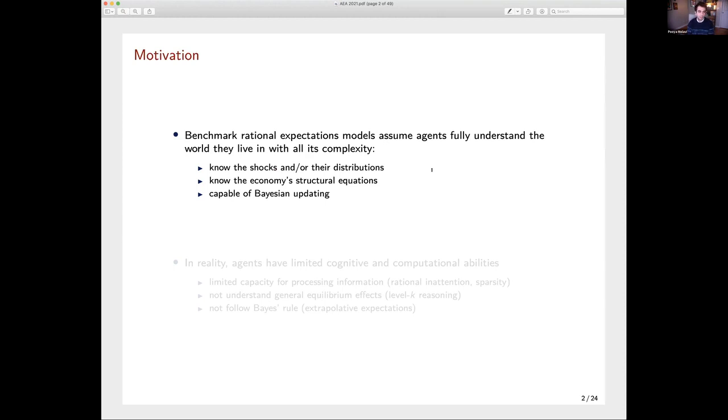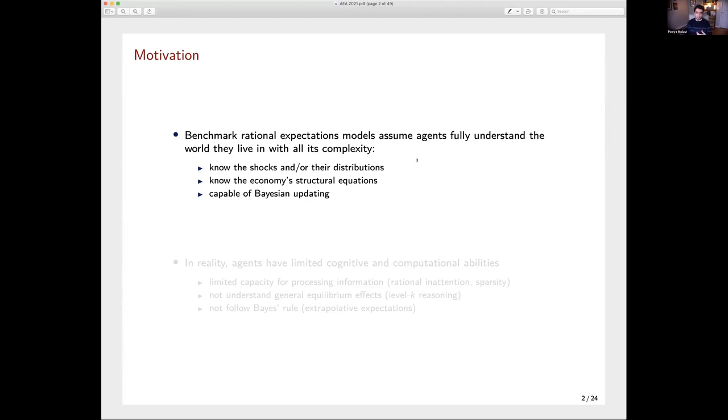So let me at first talk briefly about the rational expectations assumption and why it might be a good idea to consider departures from rational expectations. Under the benchmark rational expectations assumption, agents are assumed to forecast the future as well as if they knew all the shocks that hit the economy and their distributions. They knew the economy's structural equation, so could map the shocks to the payoff relevant variables and could construct the distribution of payoff relevant variables, and they were capable of Bayesian updating in light of new information.